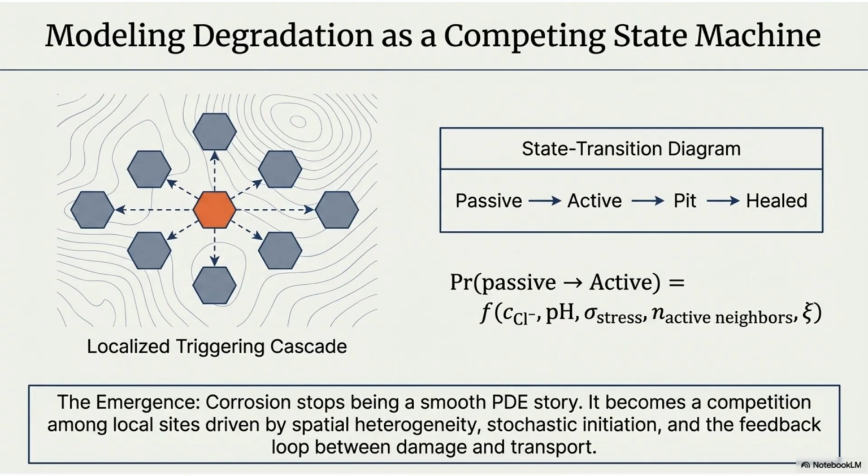Degradation can be modeled as a competing state machine, with states like passive, active, pit, and healed. The probability of transitioning to an active state depends on localized factors. This allows corrosion to be modeled as a competition among local sites driven by spatial heterogeneity and stochastic initiation.